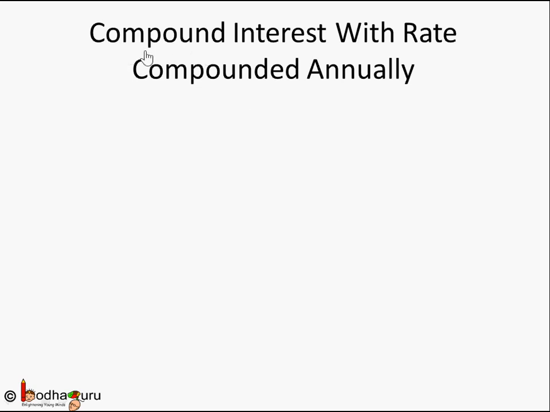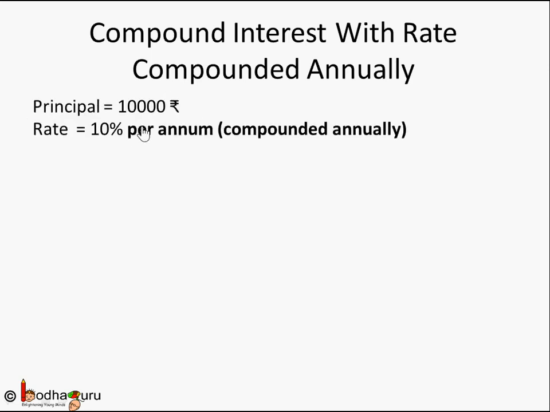Let's take the most common case where compound interest with rate compounded annually. That is, say principal is given 10,000 rupees and the rate of interest is 10% per annum, and it will be always written compounded annually, or sometimes it's not written, you assume it is compounded annually, but always cross check. The most common is compounded annually.